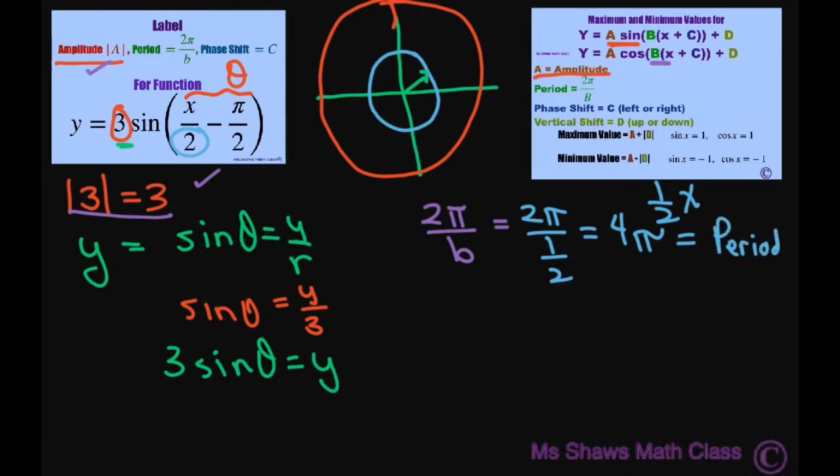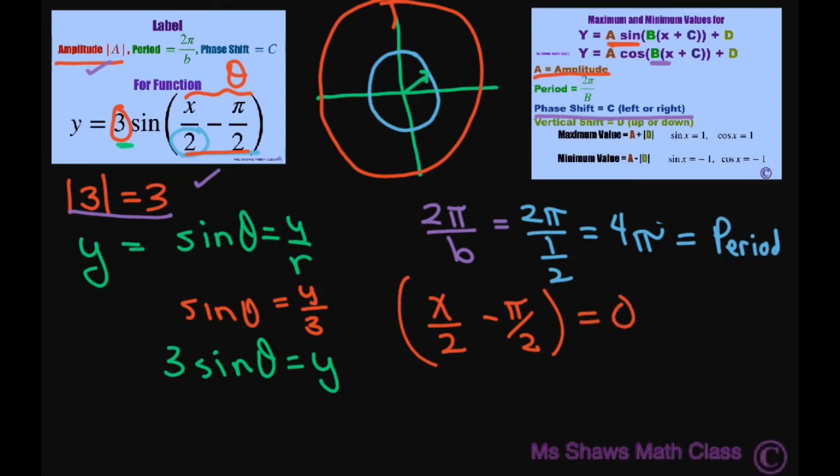All right, and the last one is your phase shift. Now your phase shift is your horizontal shift. We just call it a phase shift because the sine and cosine wave goes in phases, and it keeps repeating. So basically all you do, just like you did with other functions, is set our argument, x divided by 2 minus pi divided by 2, to 0. And then you just solve for x.